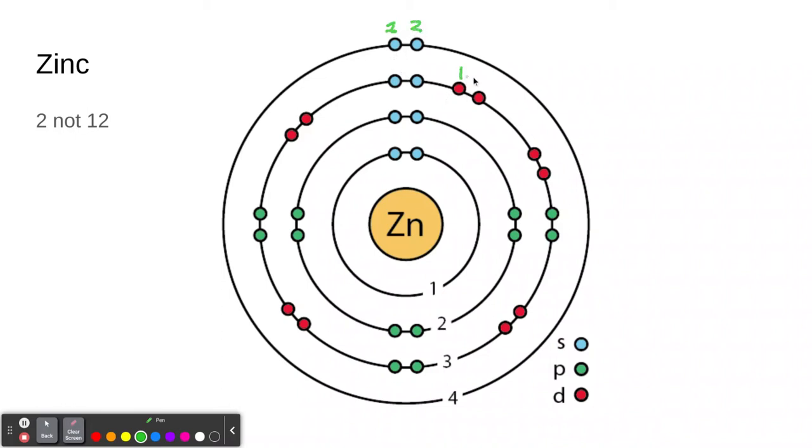But look at the d's. Let's count them. 1, 2, 3, 4, 5, 6, 7, 8, 9, 10. So remember, 2 for s, 6 for p, 10 for d. The d subshells are complete. So some chemists might say that since they're complete, we only include the 2 s electrons in the highest energy level. And remember, the energy levels go higher as you go up. But then others would say, no, you always include the d's, so that's why we get 12. So you might hear 2 from some teachers, 12 from other teachers. The consensus right now is that with transition metals, it's hard to determine exactly.